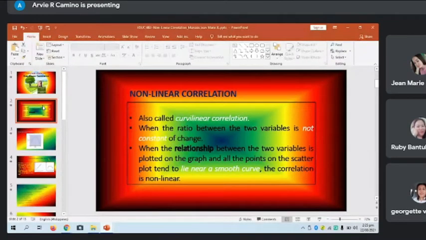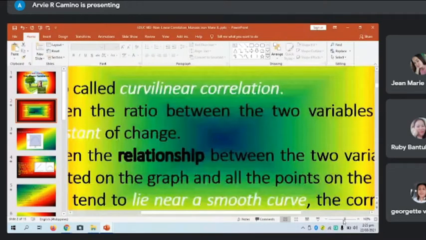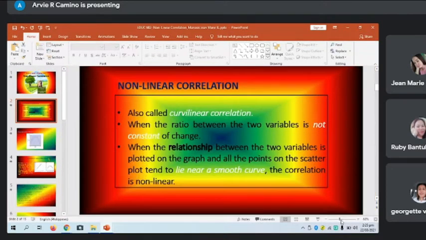Nonlinear correlation is when the ratio of change between the two variables is not constant, or when the relationship between the two variables is plotted on a graph and all the points on the scatter plot tend to lie near a smooth curve. The correlation is nonlinear.